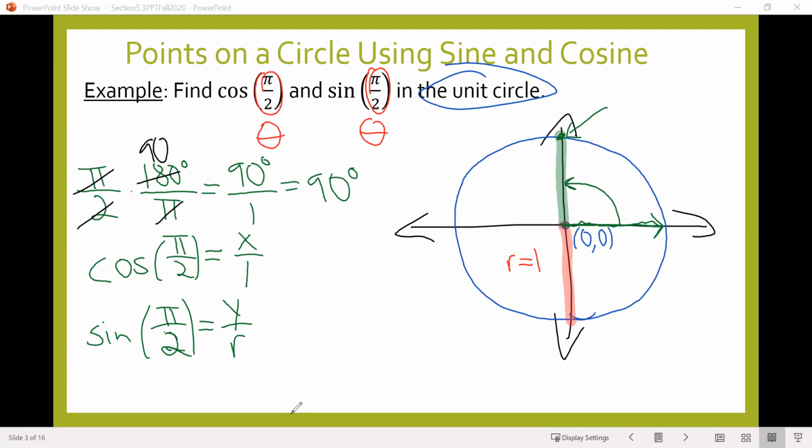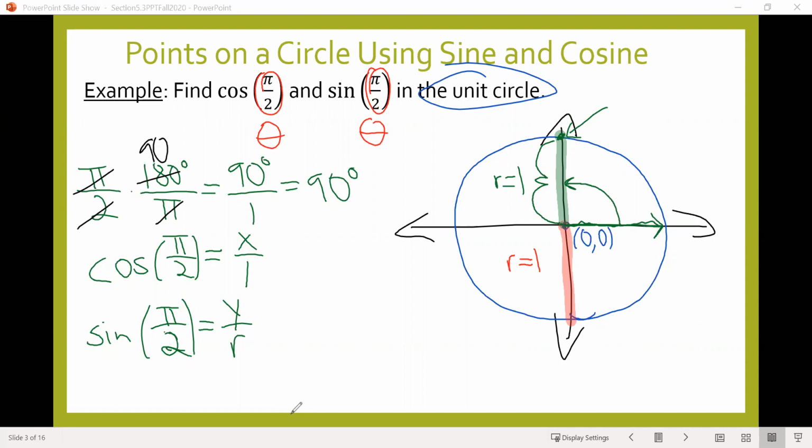Okay, so let's think about this. First of all, notice that this green line I've highlighted here goes from the center of the circle to the outside. So it looks like it's the length of a radius, and as we see down below, the length of the radius here is 1. So that line is really going up 1 unit from the center.